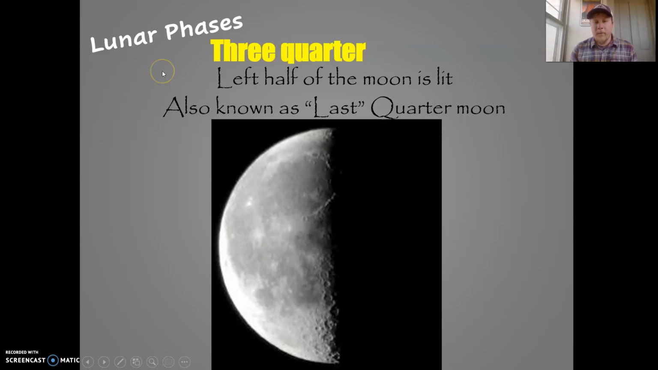Just like the first quarter, the 3/4 moon, or the last quarter moon, has the left side lit up and the right side dark. So again, we're looking at it at a 90-degree angle. If we were to figure out where the sun is, it's over here shining directly on half of the moon. We just happen to be seeing part of the lit half and part of the dark half.